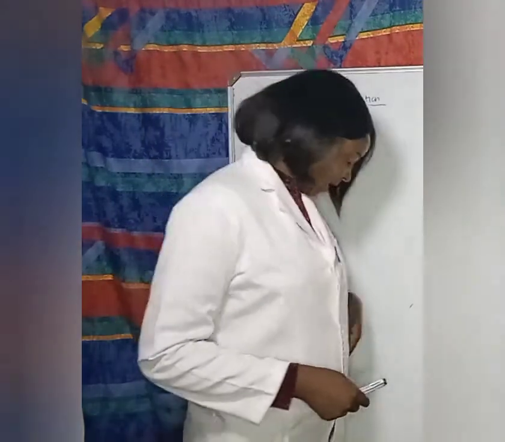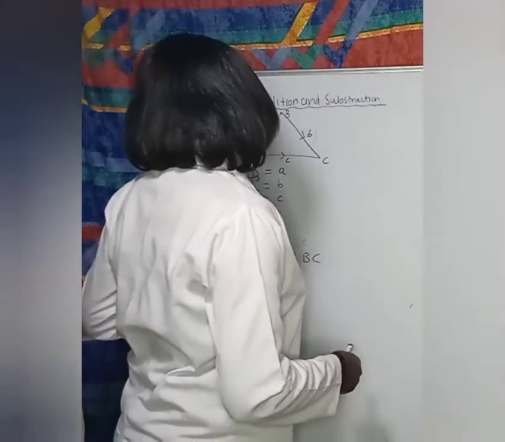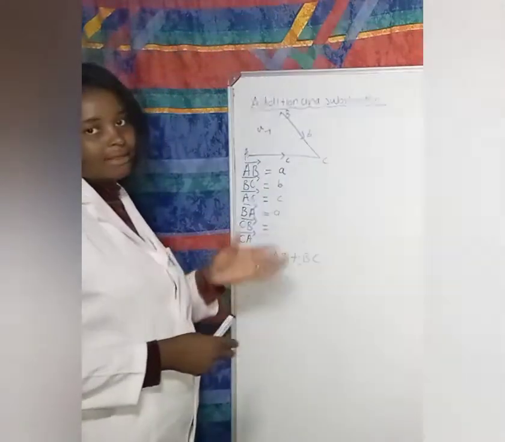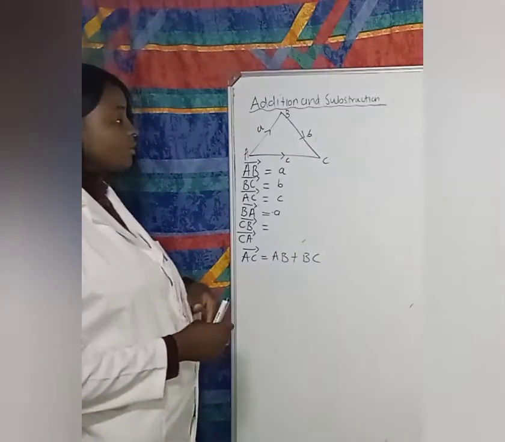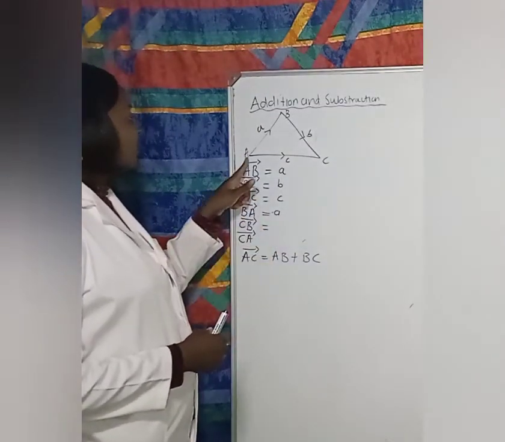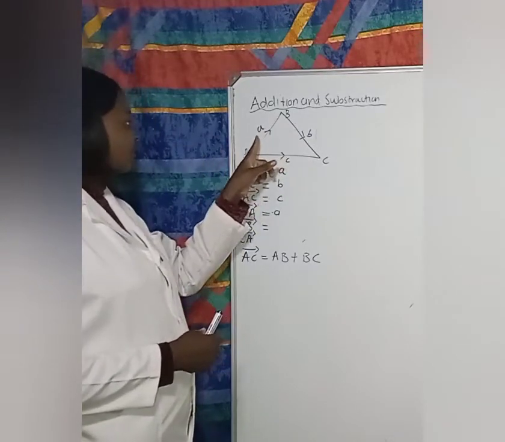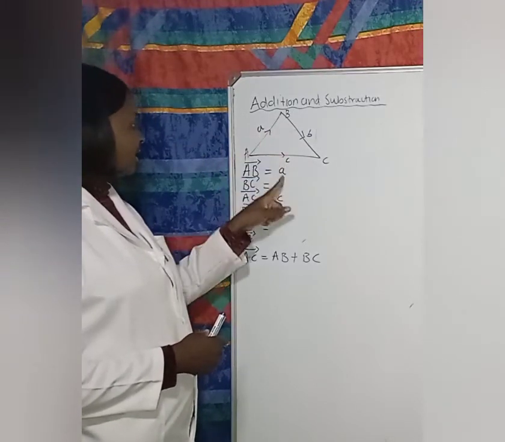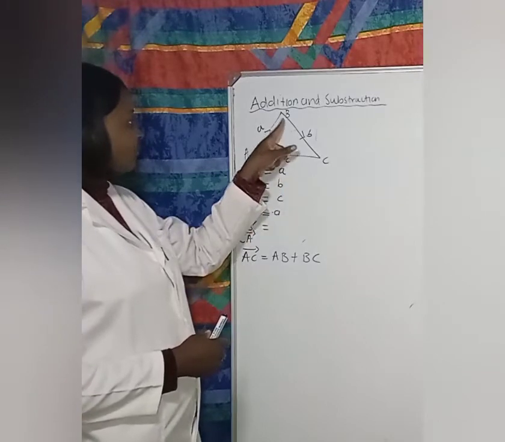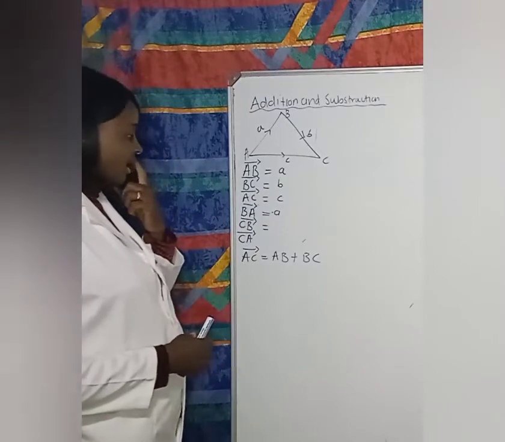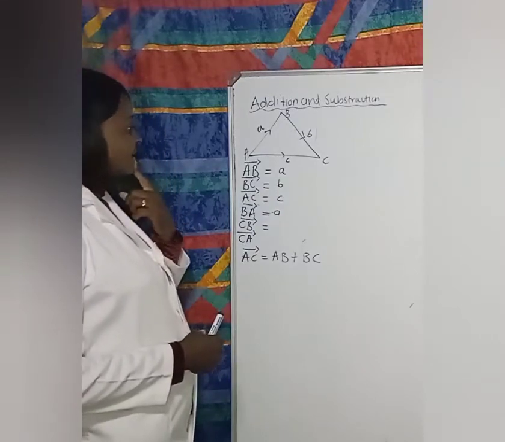Now, I want you guys to take note of something. I've drawn a triangle here. It's not so beautiful, but I'm sure you guys are going to get the concept. We have triangle ABC like that. Vector AB is A, I wrote it down there. BC is B, and AC is C, like that.